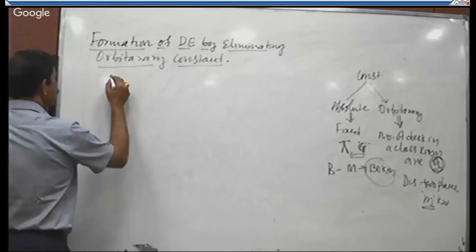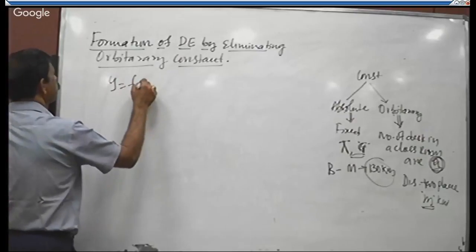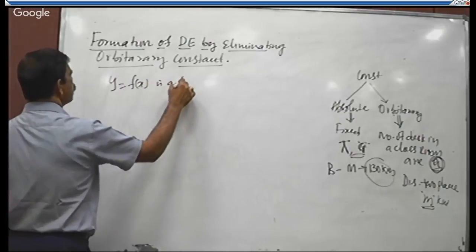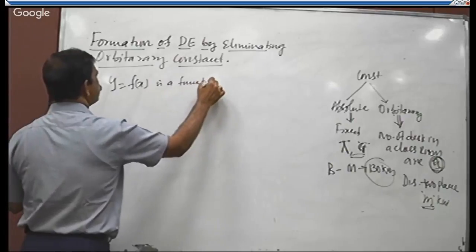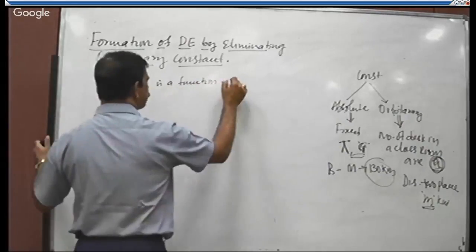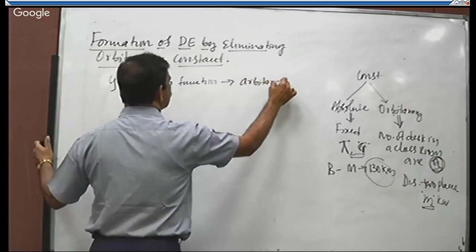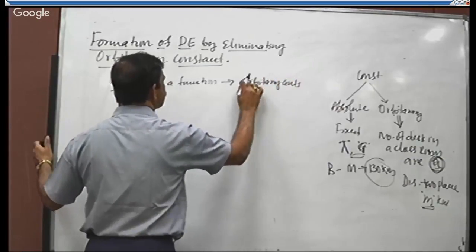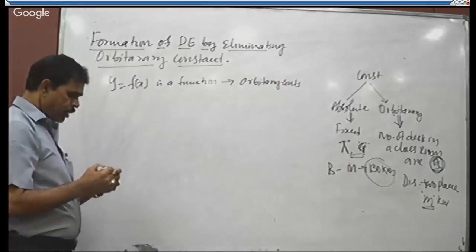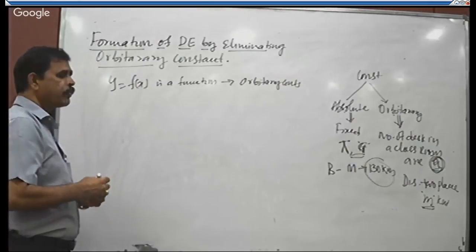So they will be given a function y is equal to f of x, a function which involves arbitrary constants. Then how should we get the differential equation?